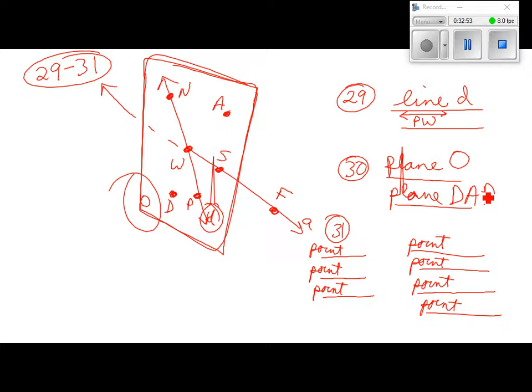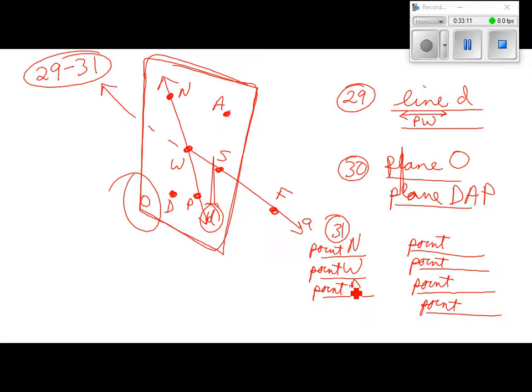Number 31 says name 3 points that are collinear. Collinear. So we want 3 points that are on the same line. Well, the easiest ones, N, W, and P. So point N, point W, point P.